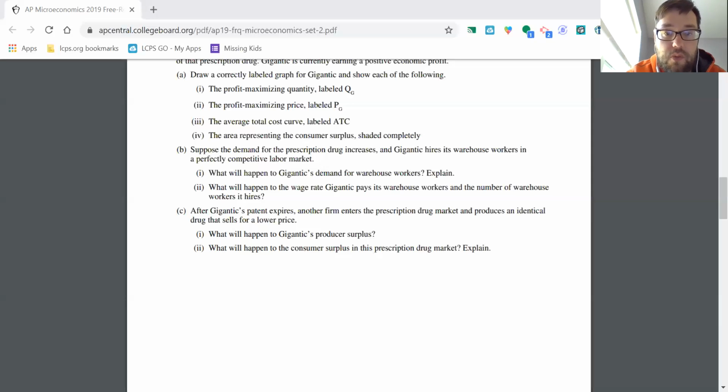Okay, so what will happen to their demand for warehouse workers? Well, this is going to increase. And this is important. How do you explain that? Well, we already talked through greater demand is going to lead to a higher price. So the key thing you want to talk about here is that the marginal revenue product of labor increases, right? So marginal revenue product of labor is the marginal product of labor times the price.